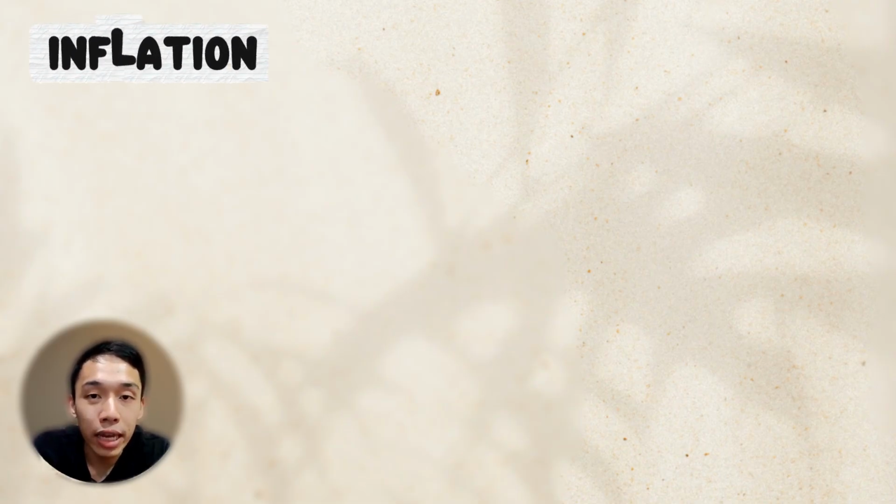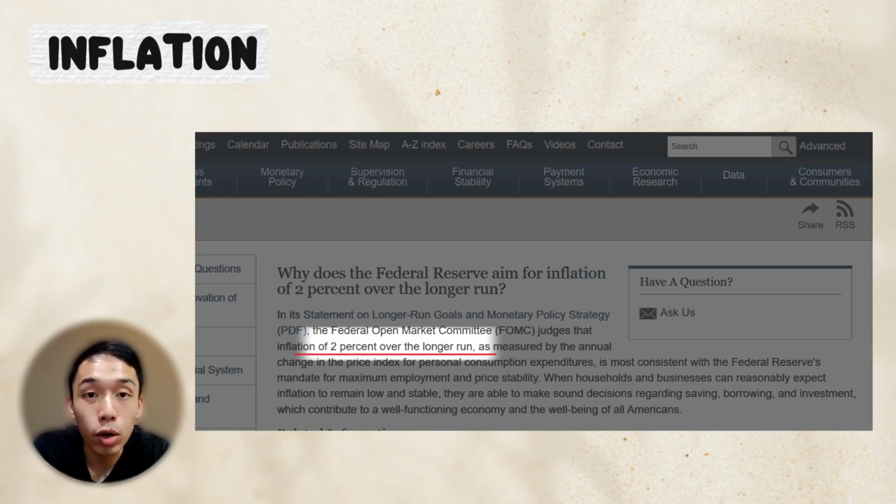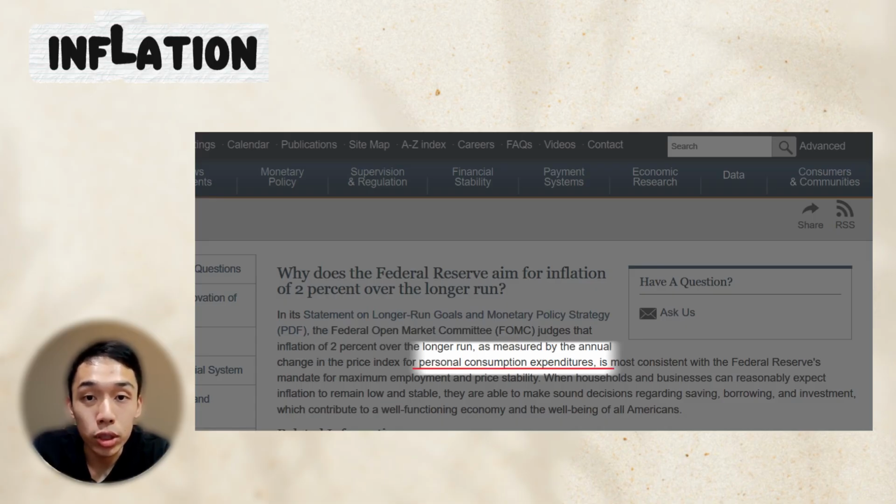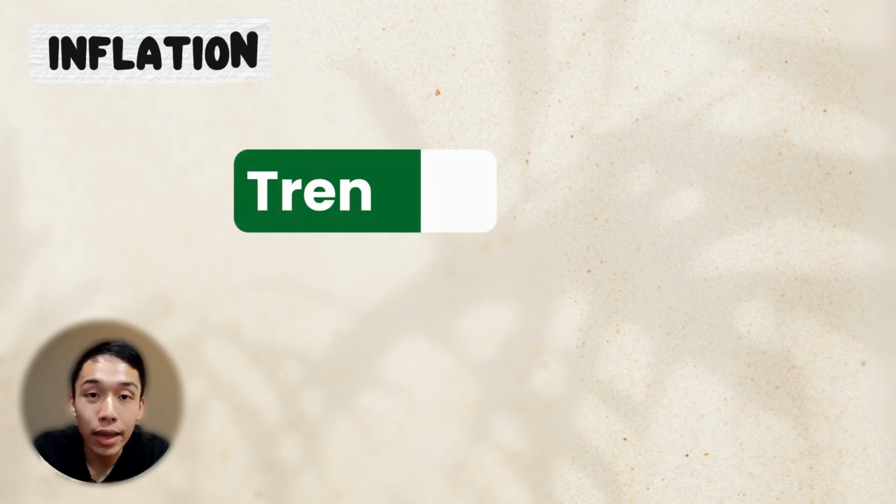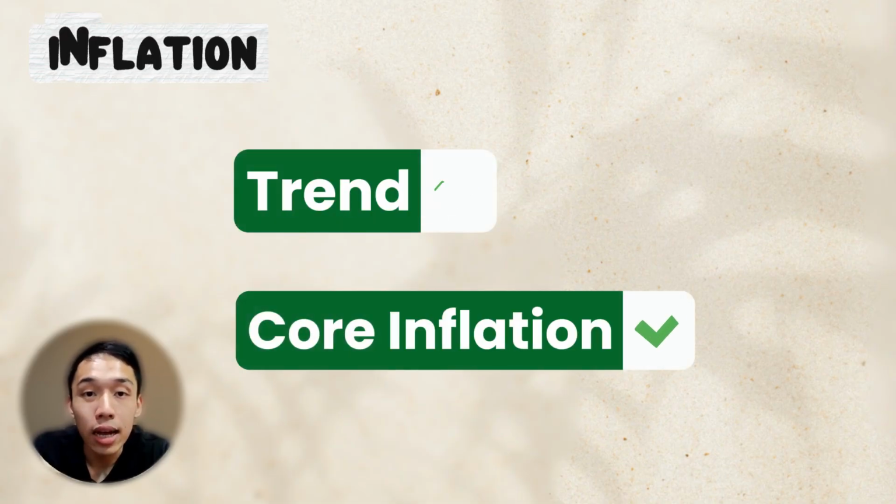The Federal Reserve aims for inflation to be at around 2% over time. It watches CPI, or Consumer Price Index, and personal consumption expenditure, which is their preferred measure. What matters most is the trend, the core inflation, and whether prices are spreading through wages and services. If inflation is too high, the Fed will tighten the policy, which is to increase interest rates.